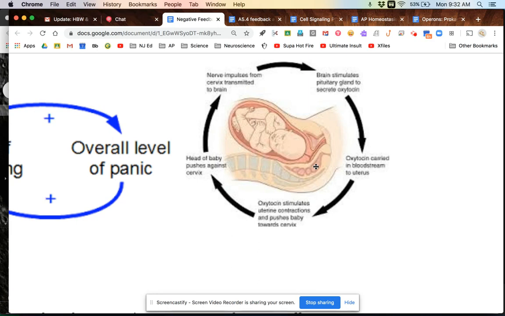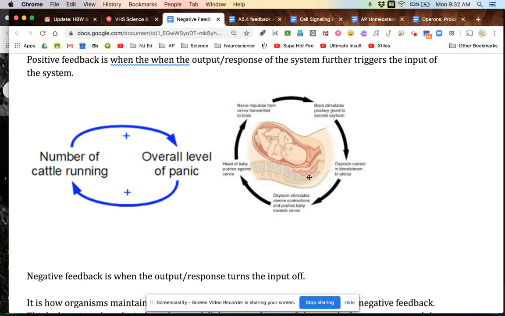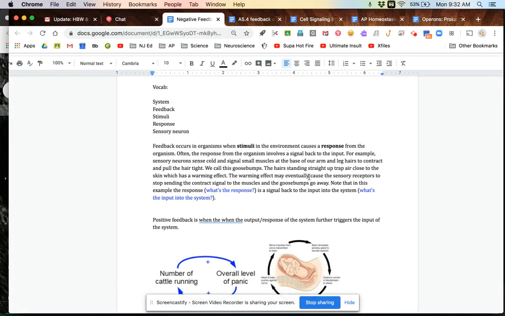Now, it does not just go on forever. Obviously, it ends in the baby being delivered and the whole system shuts down. But this is positive feedback because the pushing of the head against the cervix is what stimulates oxytocin. That causes contractions, which causes more pushing. The response is more of what's been happening. Okay, so that's a quick little video about negative and positive feedback.